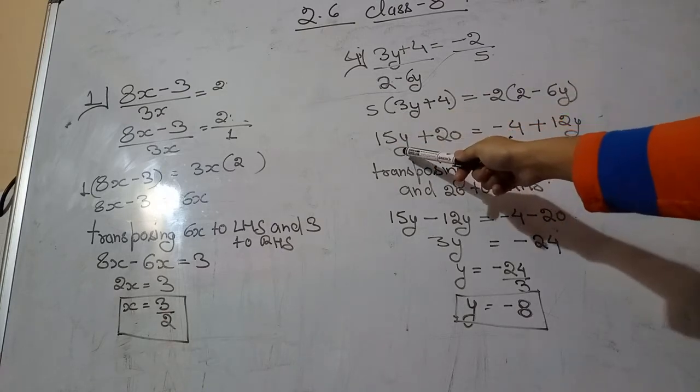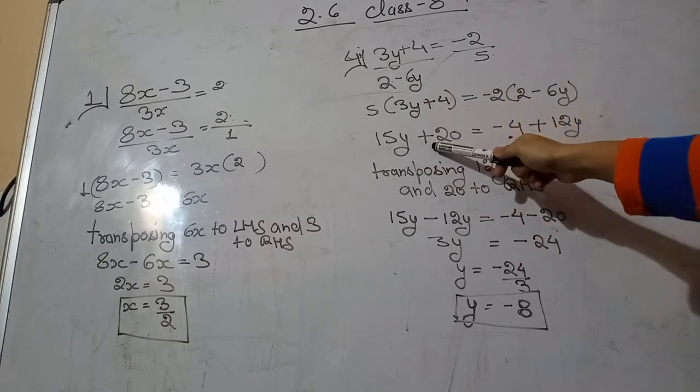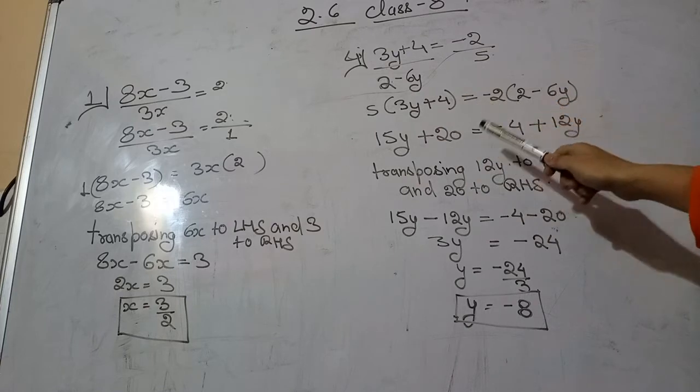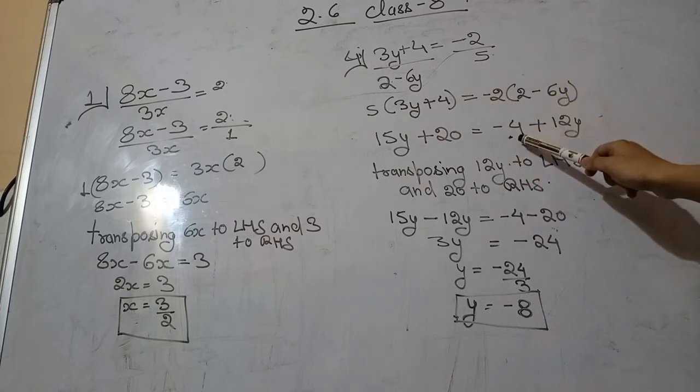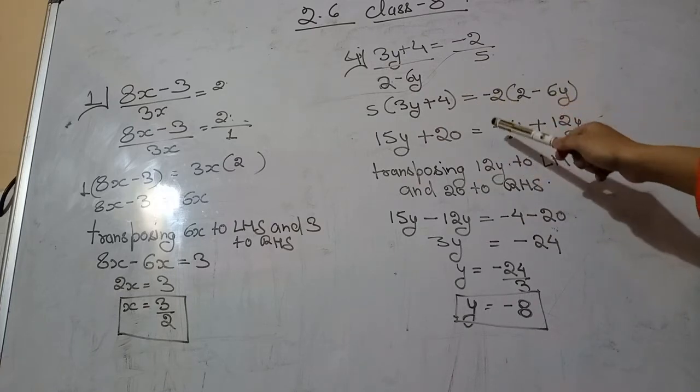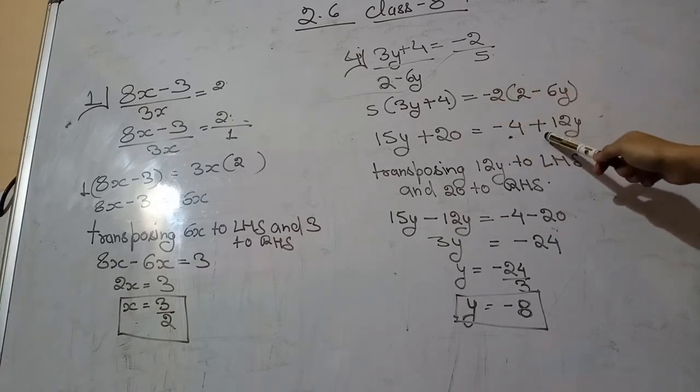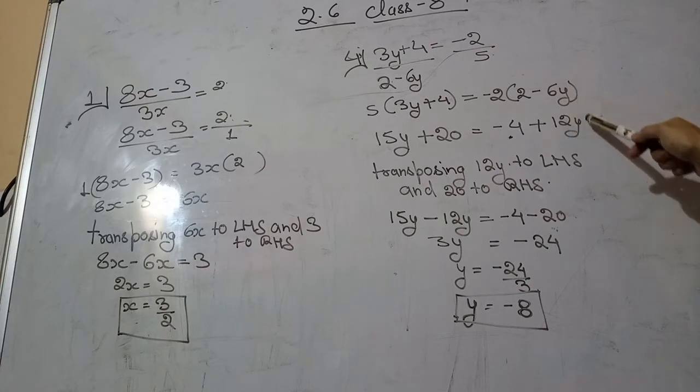Now see what we have to do. 5 3s are how much? 15y, positive sign as it is. And here 5 4s are how much? 20. Okay, equal to sign. 2 into 2 how much? 4. And here is minus 2, so the minus sign will also come along with it. Now minus and minus becomes plus, and 2 6s are how much? 12, and y as it is.